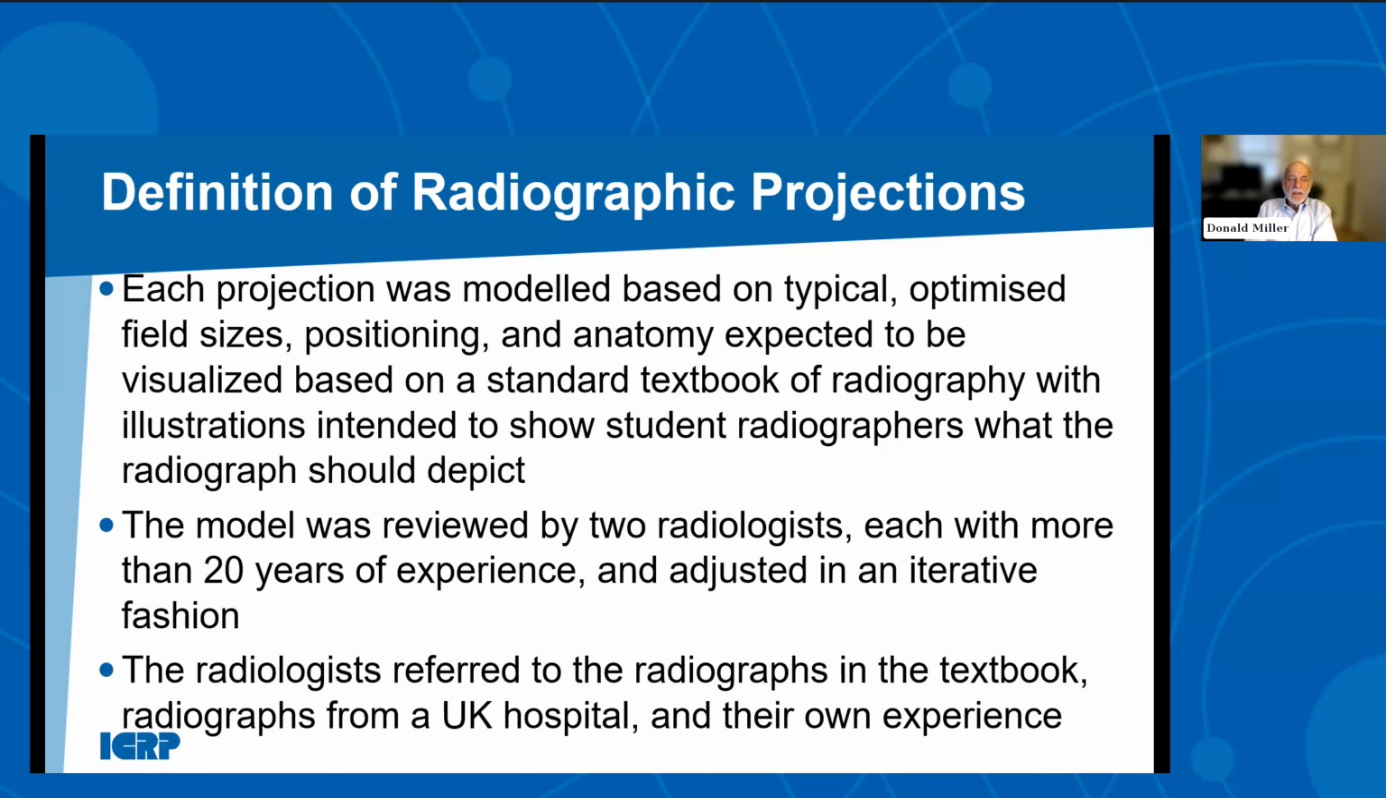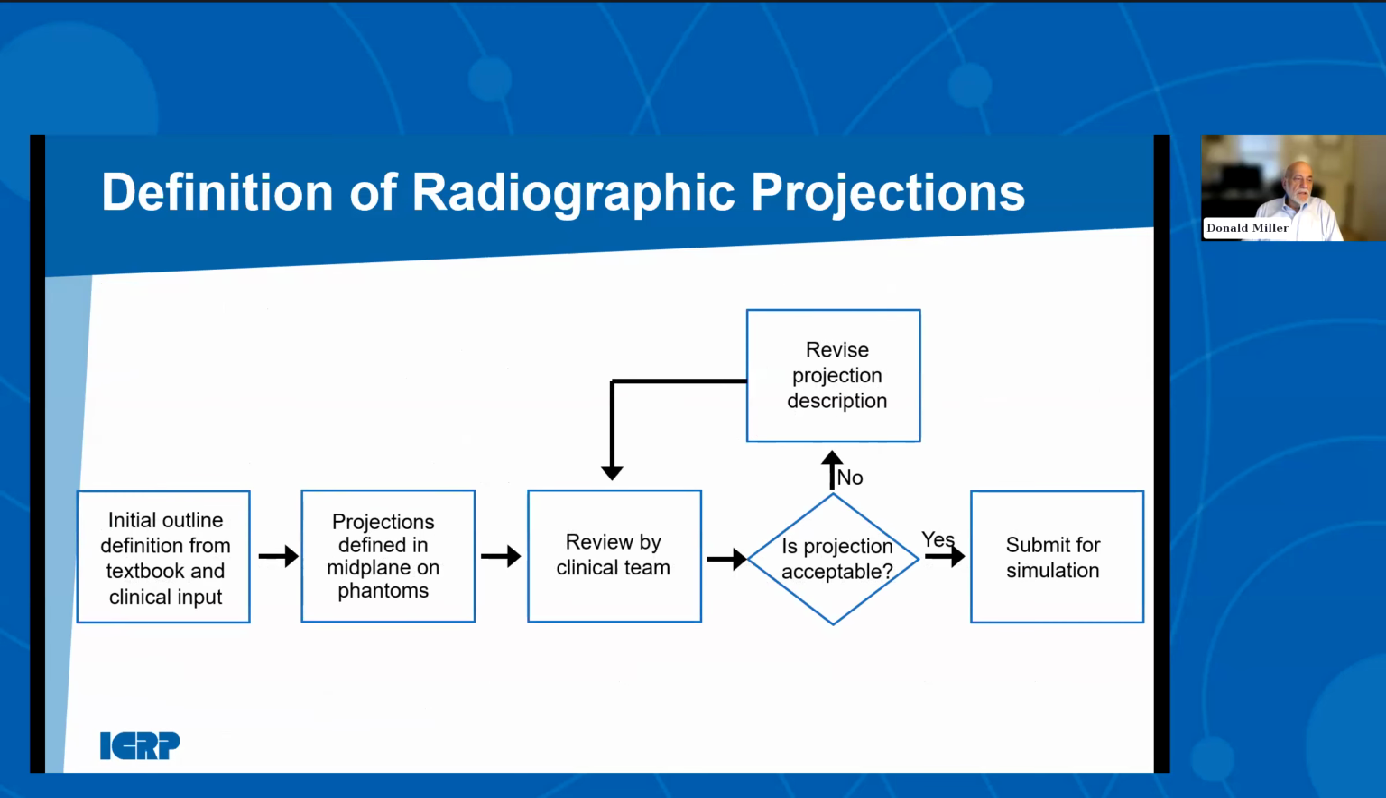And then Dr. Applegate and I, both radiologists with more than 20 years of experience, we looked at the textbook, we looked at the UK radiographs, and then we adjusted the projections on the phantom based on our experience and both of these other inputs. So initially what we did was we looked at the outline from the textbook and the clinical input from the radiograph, and the modeler gave us a projection defined as what was irradiated in the midplane of the phantom. We looked at that and determined if it was acceptable or not. If not, we gave specific instructions about how to modify the appearance. The projection was revised. We looked at it again. Sometimes this iteration went through 3 or 4 versions. Eventually, we decided the projection was acceptable, and then it was submitted for simulation.